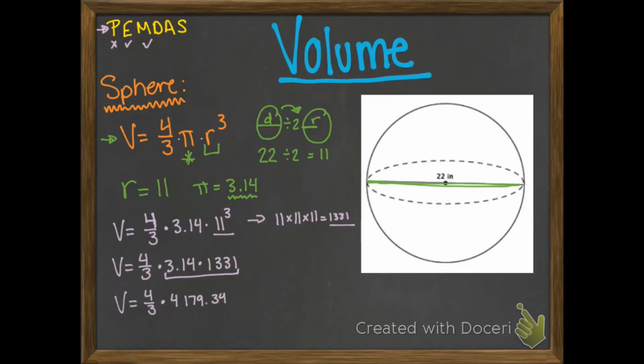The final thing is we're left with this fraction, and we need to multiply this towards the 4,179.34 that we found. Now, here's what you do with a fraction. Instead of making it a mixed number, instead of making it a decimal, go ahead and multiply by the top and then divide by the bottom. So 4 times 4,179.34 gives me 16,717.36. Now you're going to divide that number by 3.